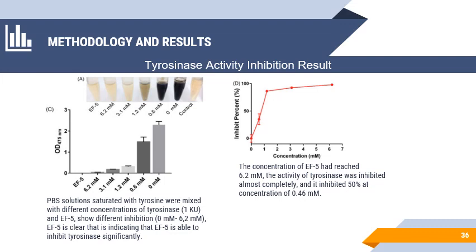The tyrosinase activity inhibition result is in the picture. In the picture, PBS solution saturated with tyrosine was mixed with different concentrations of tyrosinase 1 kilonewton and EF-5. They show different inhibition from 0 millimolar until 6.2 millimolar. EF-5 is clear, indicating that EF-5 is able to inhibit tyrosinase significantly. When the EF-5 concentration is 0 millimolar, it showed the black color, which means it cannot inhibit the tyrosinase activity. And from the graph, when the concentration of EF-5 had reached 6.2 millimolar, the activity of tyrosinase was inhibited almost completely, and it inhibited 50% at a concentration of 0.46 millimolar.